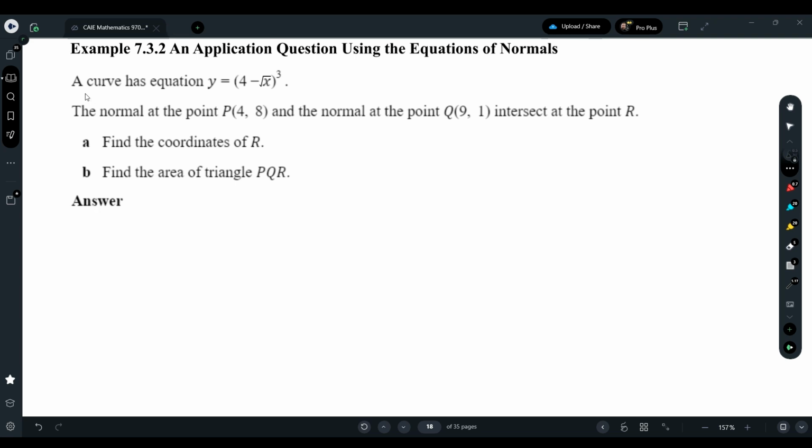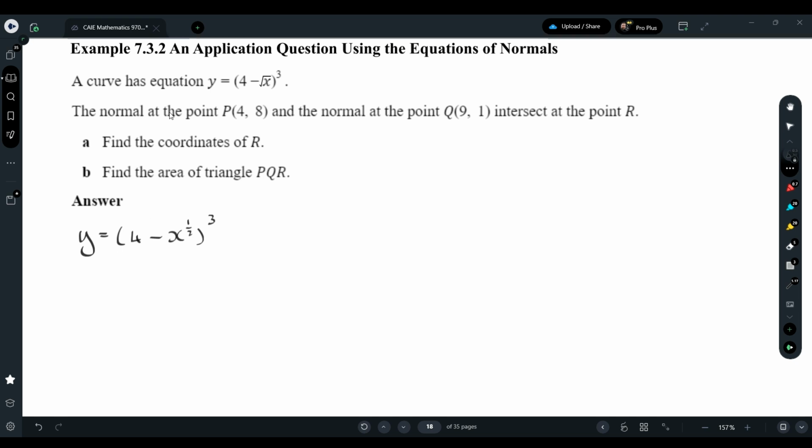In the following example, we're going to be tackling an application question that requires a knowledge of how to find the equation of a normal given a specific point on a curve. We're told that a curve has the equation y equals (4 minus the root of x), which I'm going to write as (4 minus x^(1/2)) all cubed.